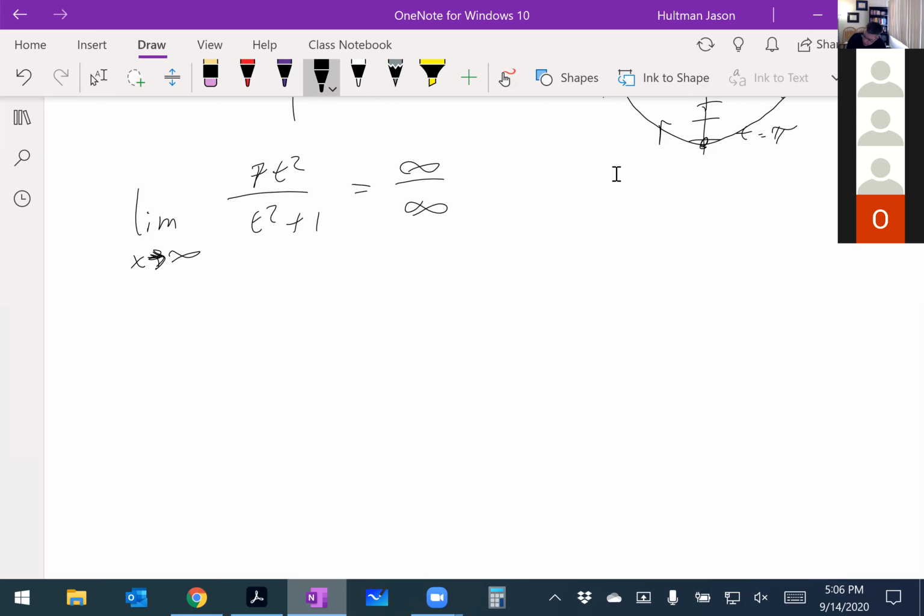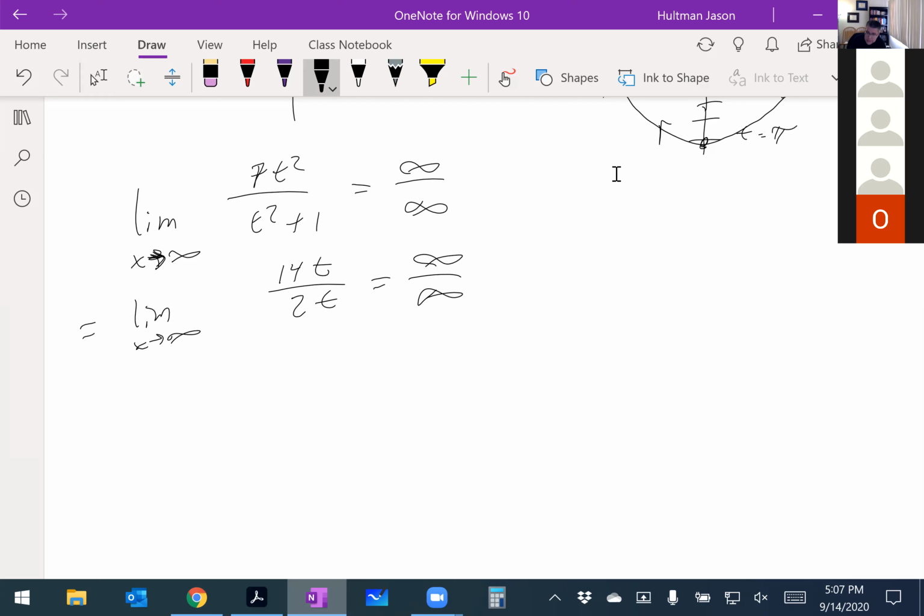Okay, so we can use L'Hopital's rule, right? With this, we're going to take the derivative. The derivative of the top is 14t over the derivative of the bottom, which is t squared, which is 2t, right? So that becomes the limit as x goes to infinity. And would you agree that this is infinity over infinity? That would be 7, right?